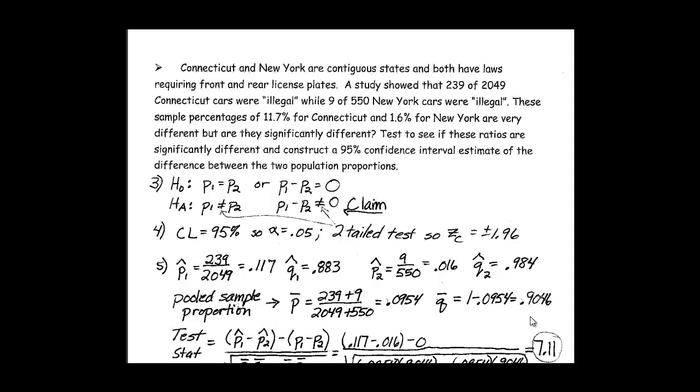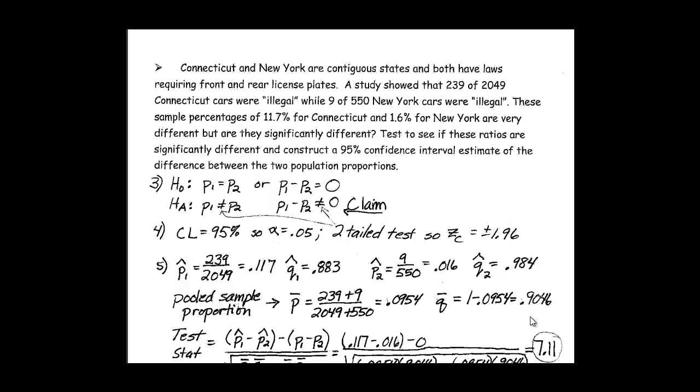Okay, in this lesson, we're going to be switching gears somewhat in that we are going to be comparing proportions from two different samples and then see what conclusions we can draw about that. Connecticut and New York are contiguous states. In other words, they border each other, so they're going to have traffic back and forth across state lines.